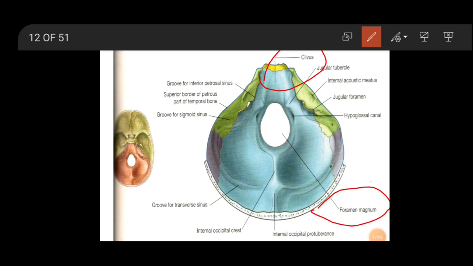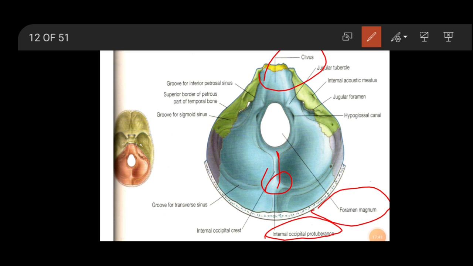Behind the foramen magnum, you see a midline crest, that is the internal occipital crest. At the upper end of the internal occipital crest, you see a protuberance, which is called the internal occipital protuberance. The internal occipital protuberance is an important landmark for the dural venous sinuses and the dural folds. You have the three dural folds, that is the falx cerebri, falx cerebelli, and tentorium cerebelli. The three dural folds meet at this site, the internal occipital protuberance.